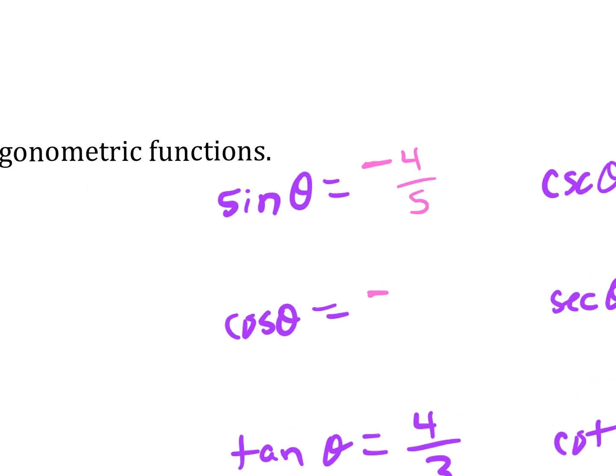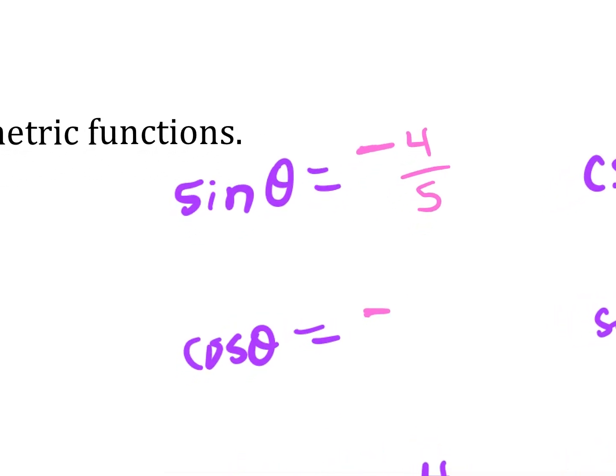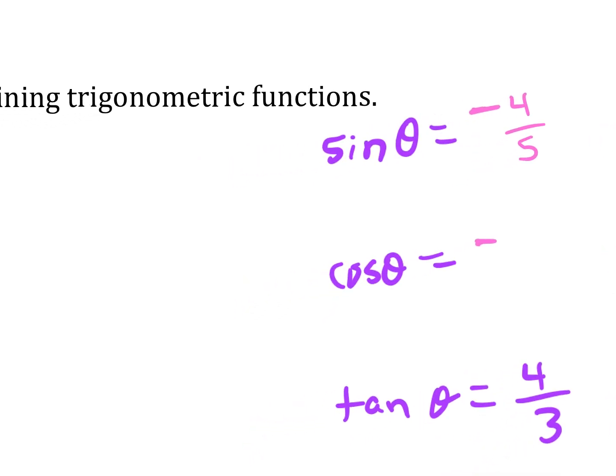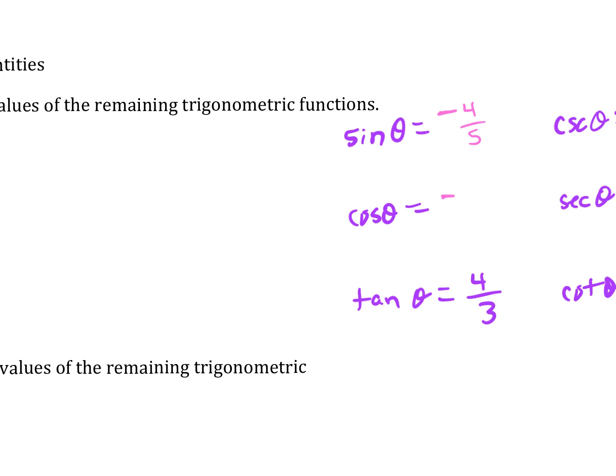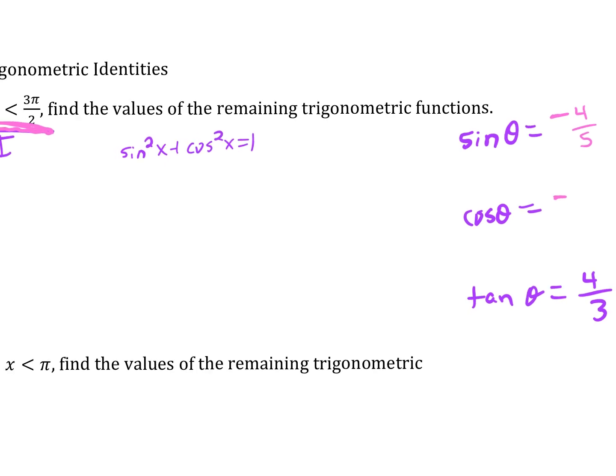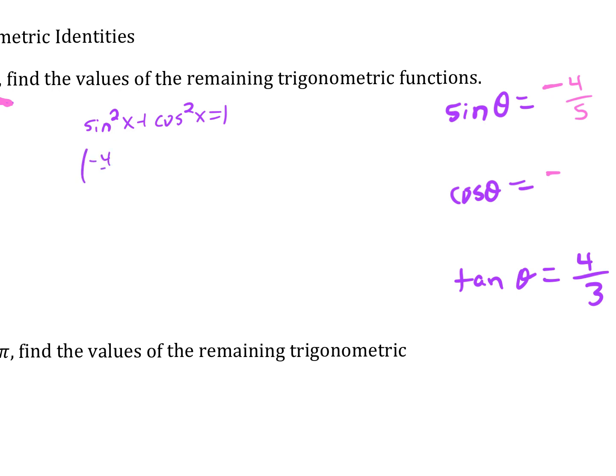So I want to use Andrew's identity, sine squared x plus cosine squared x equals 1, to get our cosine, because we have our sine and we need our cosine. So sine squared x plus cosine squared x equals 1. I'm going to plug in this negative 4/5, and I'm squaring that. So 16/25. I'm going to rewrite that as 25/25.